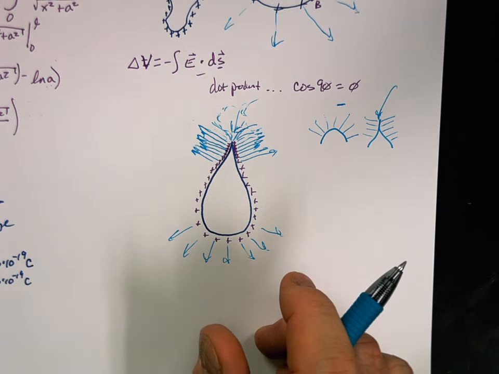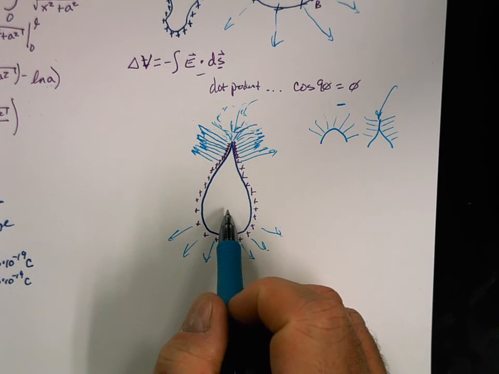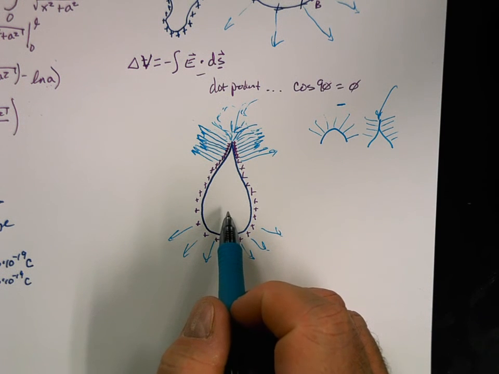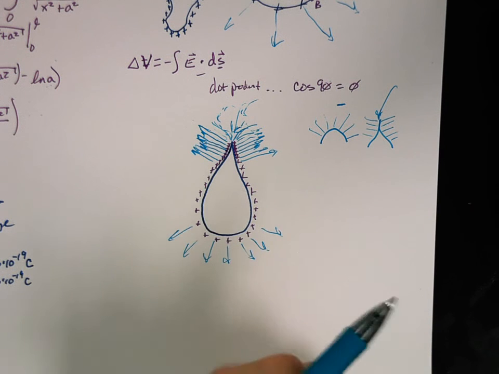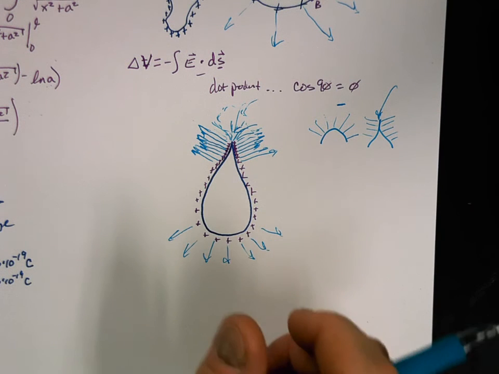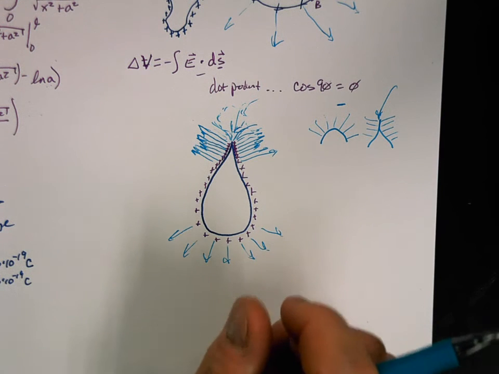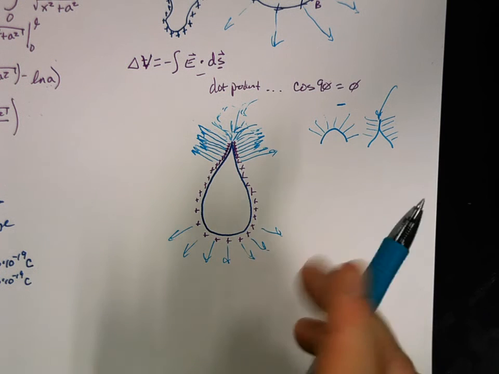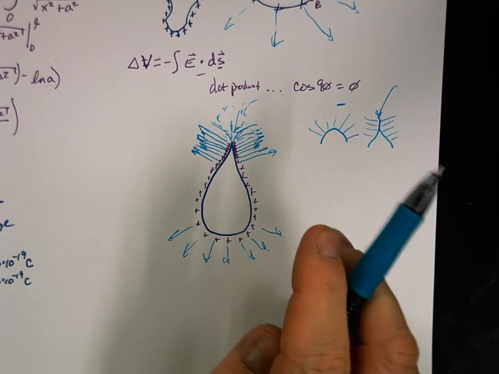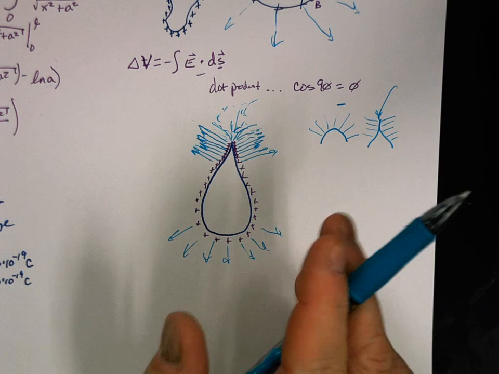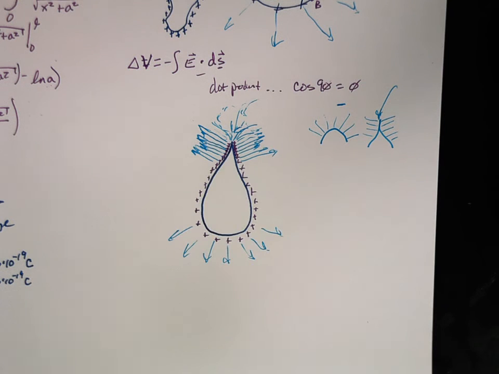Wait, the teardrop is liquid. No, this is a charged conductor in a teardrop shape. I think it was water the whole time. However, water is a conducting material. Yeah, that's what I said. It just does not conduct as well as metals.